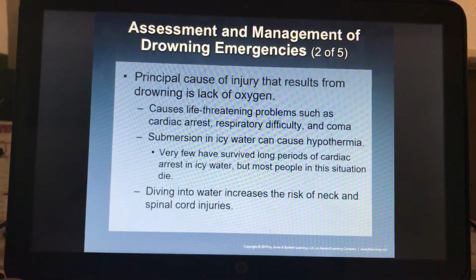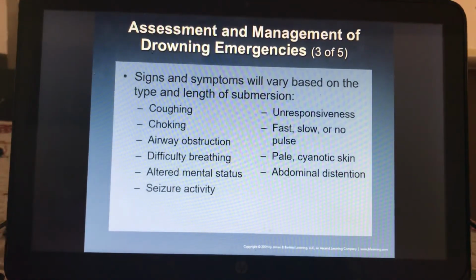So it's sad. I've worked a drowning victim before, but it has not been a child, thank goodness. It was actually an adult. And they had to jump in and find them, and we tried to work them, but no, we weren't able to resuscitate them.